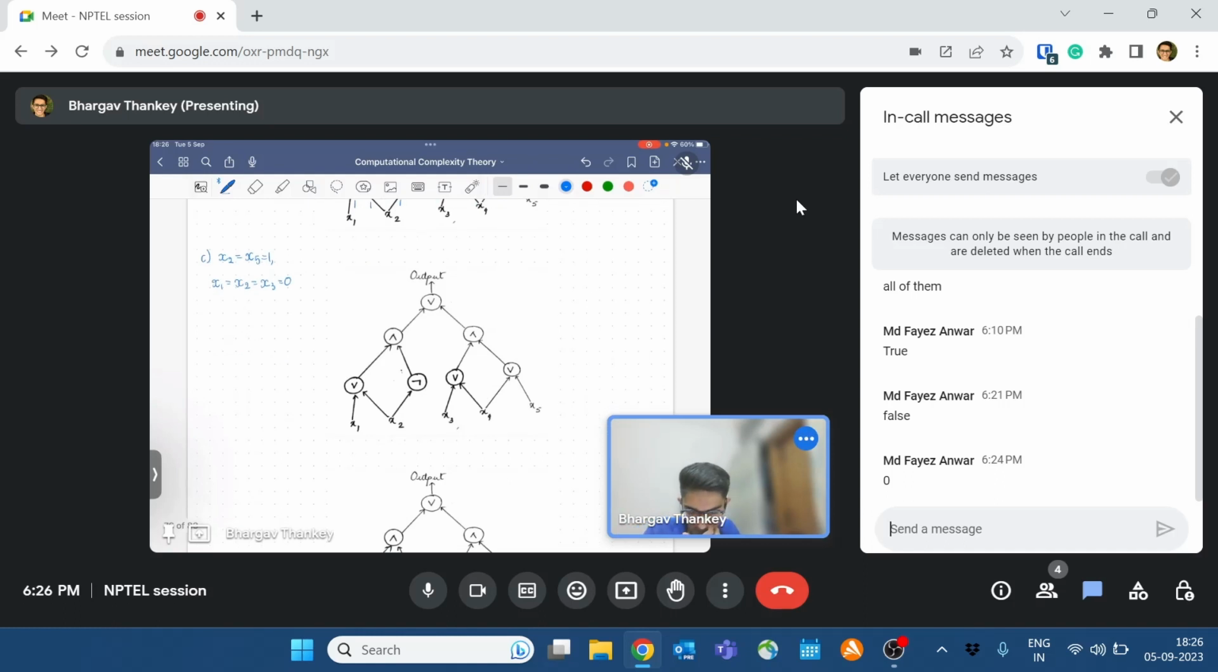Okay, so this is 0 and this is 0. So all of them is 0. This is 0, this is 1. Okay, in fact, I don't need to look at this either because there is an AND gate. One input is 0, so the output is 0. X3 is 0. X4, oh wait, no, this is X4.